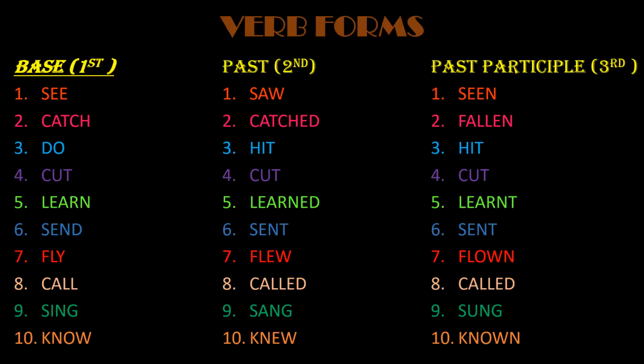The first line is of the base form, that means the first form. The second is the form which is used in the past tense, the second form of verb. And the third is the past participle, the verb which is used in perfect tenses, the verb which is the girlfriend of perfect tense. So see, saw, seen. Always remember there is no past or past participle of cut. Cut does not change its form. Cut will always remain cut. There is no word such as cutted.